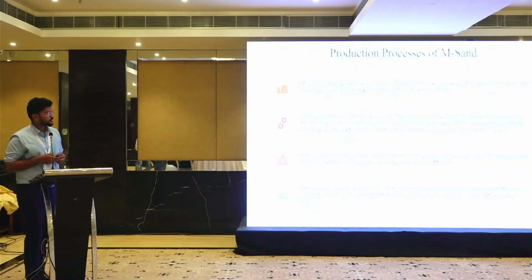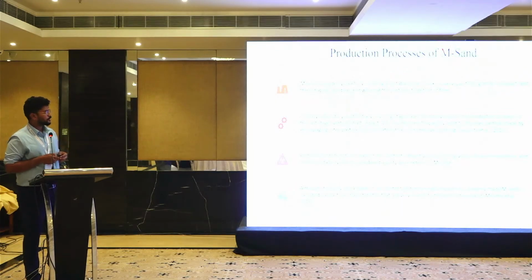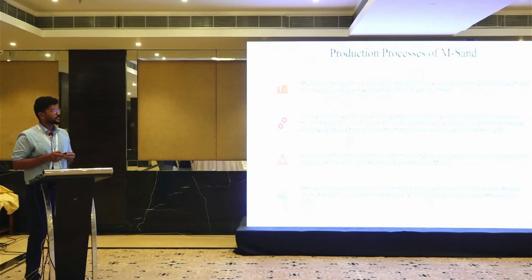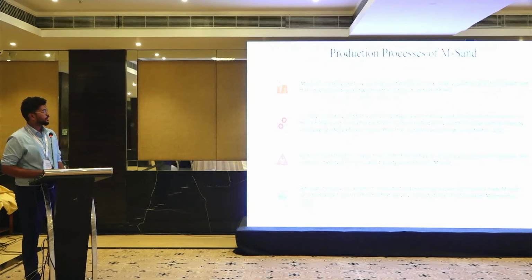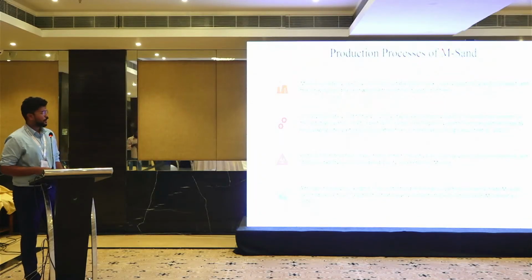The production process of M sand. M sand is made by crushing parent rock, usually quartzite, and then shaping, grading, and washing the particles to get rid of fines. Primary, secondary, and tertiary crushing stages are involved, and particle size distribution, shape, fines content, and impact value are considered qualitative parameters for M sand.